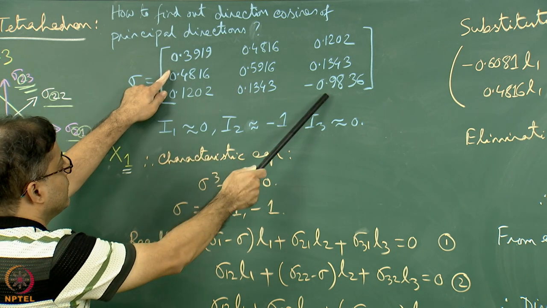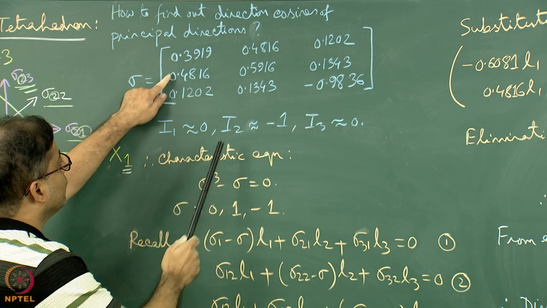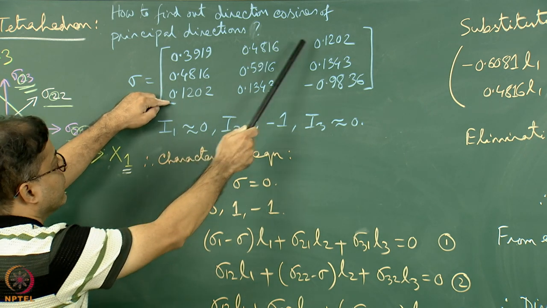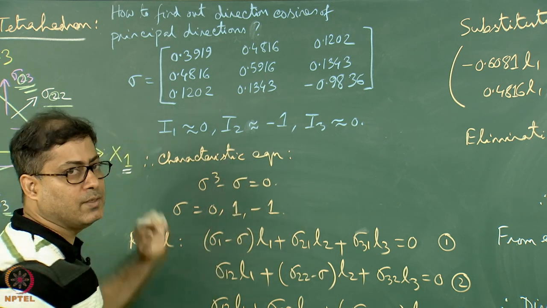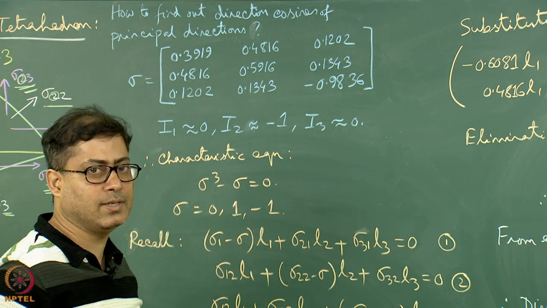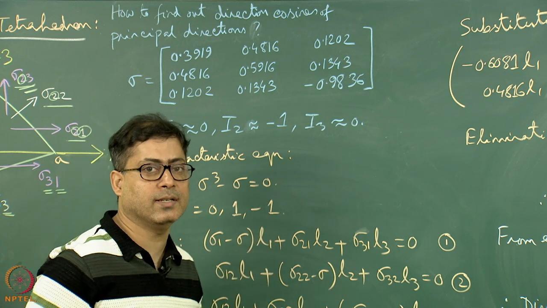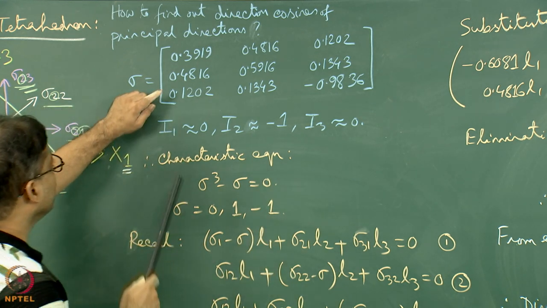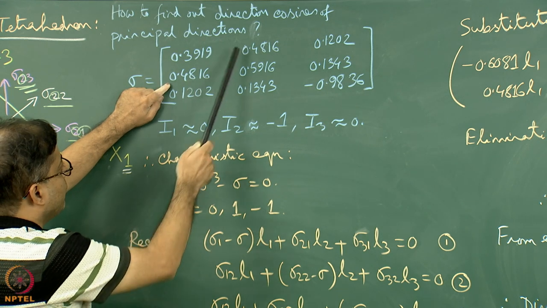These are compressive, this is extensional because here is a minus symbol. And this value 0.4816 and these numbers here, here, here, these are the sigma ij values when i is not equal to j. And you observe that here we are considering sigma ij equal to sigma ji when i is not equal to j. For example, 0.4816 here and 0.4816.